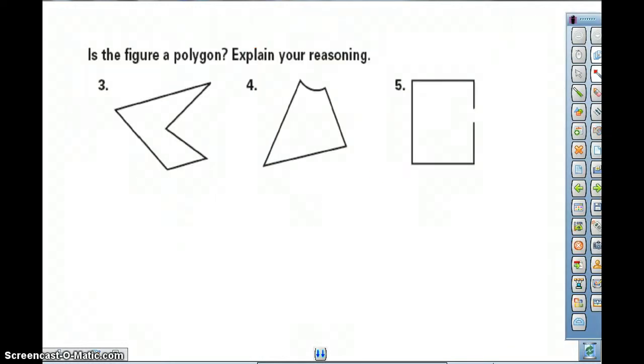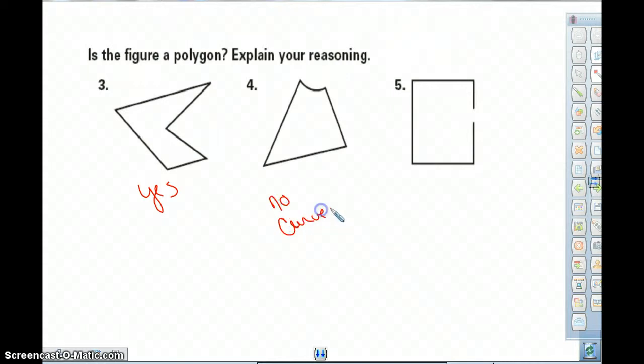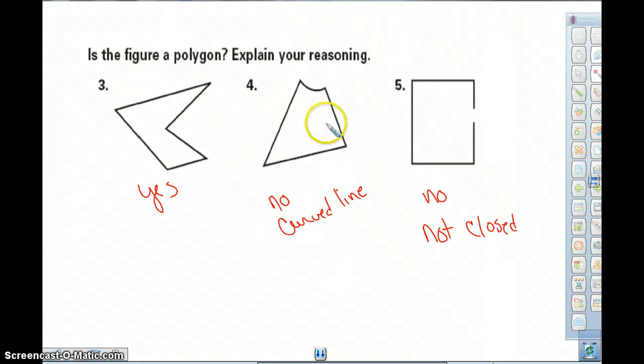Okay, again, is it a polygon? Obviously this is important since we've had so many slides on it. Okay, yes, we have vertices on all of these. It is closed and everything is a straight line. Okay, 4 is no because we have a curved line. Okay, and 5 is going to be no because it's not closed. Those are going to be your big reasons: that it's not closed, that it intersects in the interior, and if it's a curved line, it is not going to be a polygon.